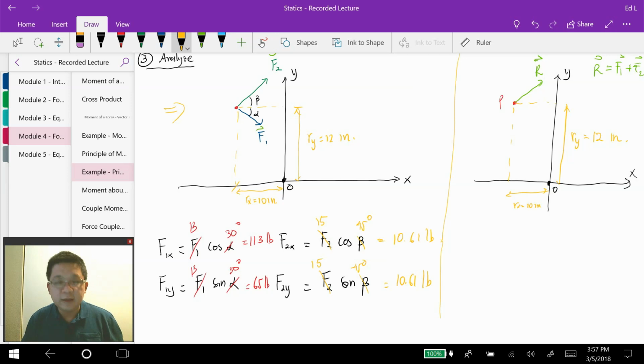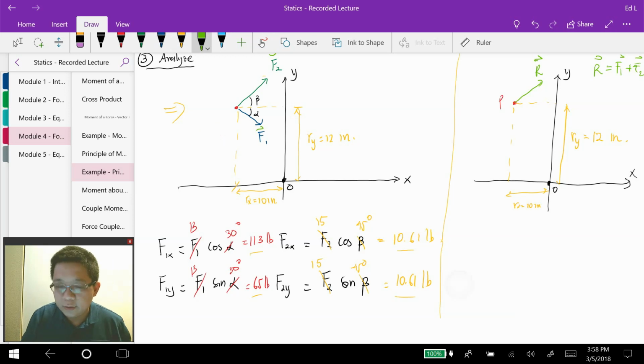Notice that here I don't put the plus or minus sign, because when I calculate the moment about point O, I will calculate based on the true directions drawn in this diagram over here.